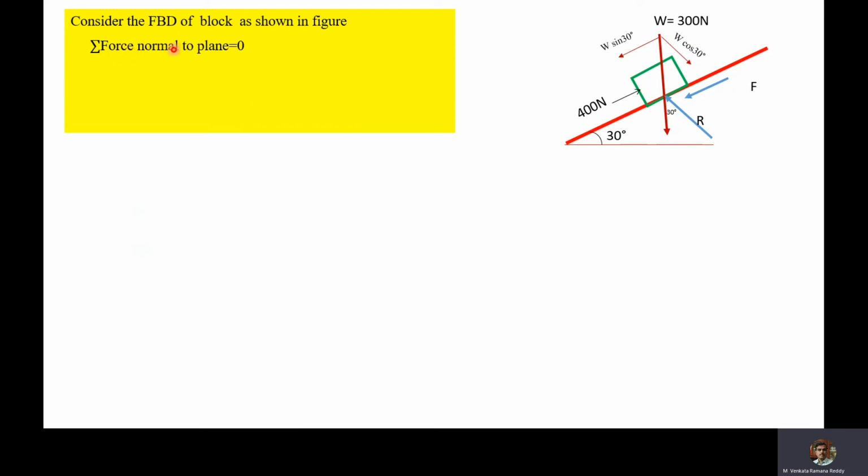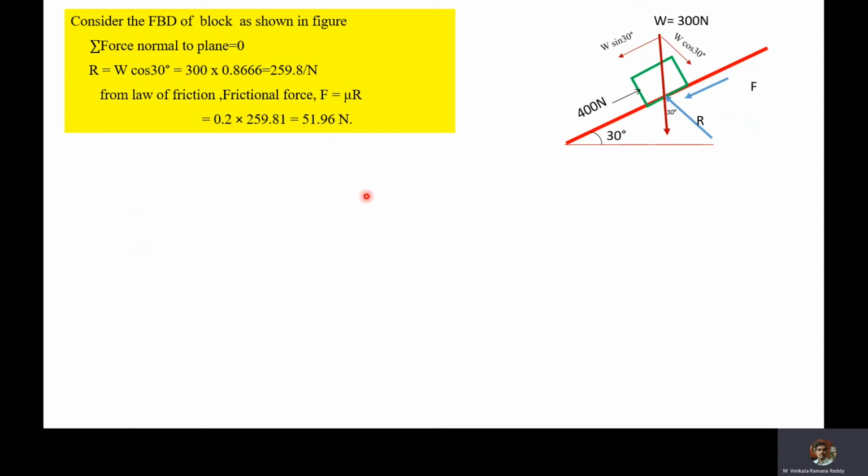Now, summation of forces normal to the plane is equal to 0. Then R is equal to W cos 30. Here W is 300, cos 30 is 0.866, which gives 259.81 newtons. From the law of friction, frictional force F is equal to mu into R. Substituting the mu value as well as the R value, frictional force F is equal to 51.96 newtons.